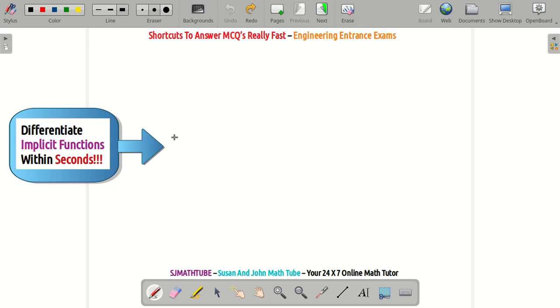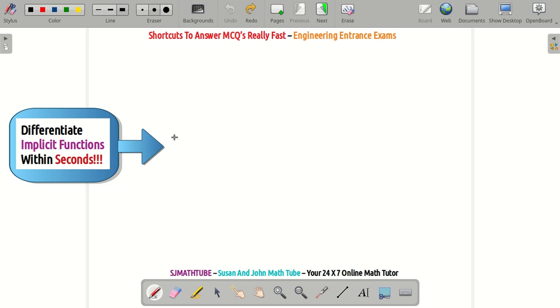Hello everyone, welcome to Susan and John MathTube, and we are back with some shortcuts to answer multiple choice questions really fast. And that's going to give you a huge advantage in your engineering entrance exams. And today we are going to learn how to differentiate implicit functions within seconds. Yes, you heard it right. You can differentiate implicit functions within seconds.